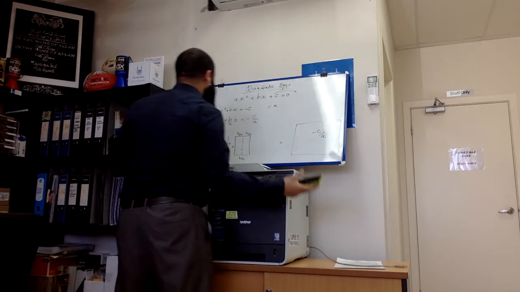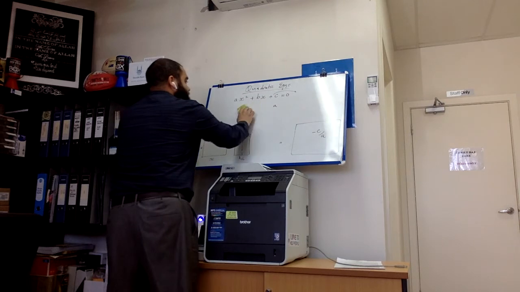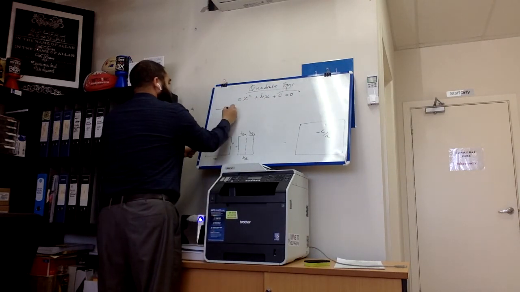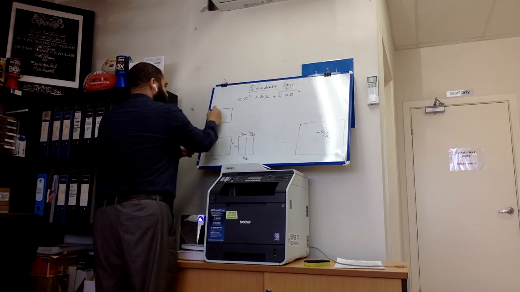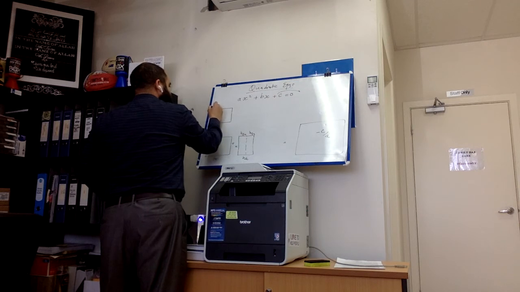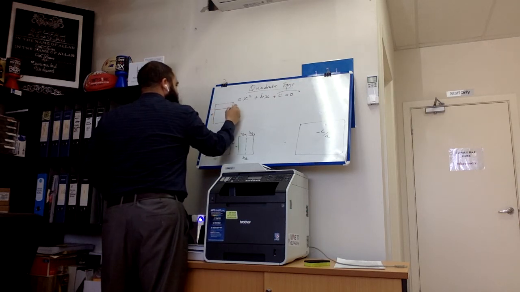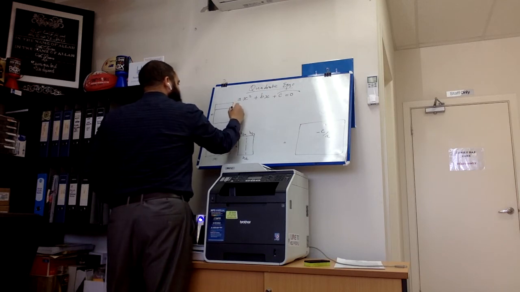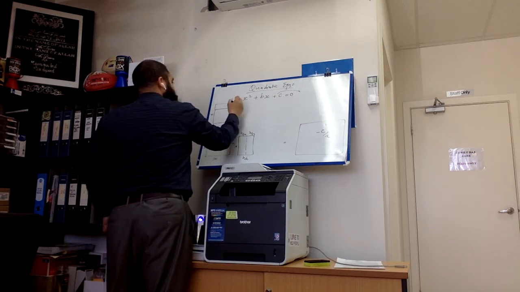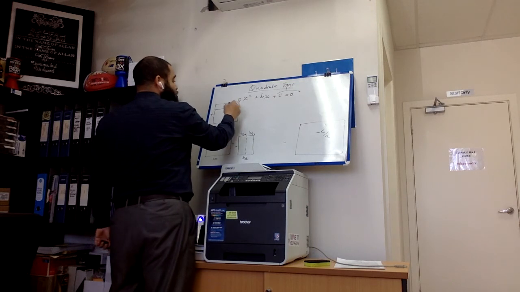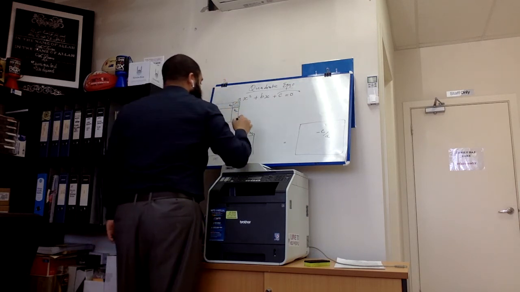I need to remove this. So it will be x, and then b over 2a x, and here the same. This is b over 2a, and this is b over 2a. And I need to add this square to make it a complete square. This is b over 2a all squared.